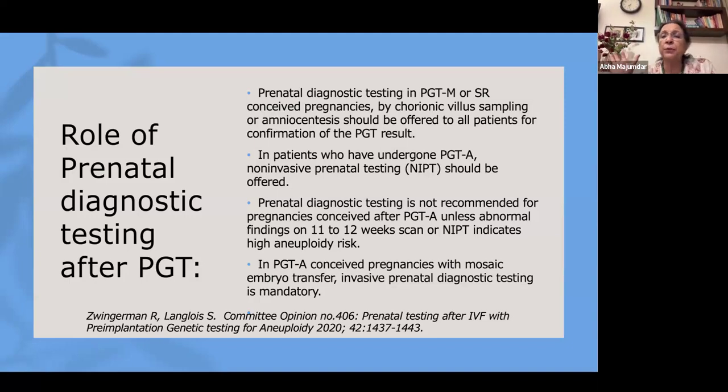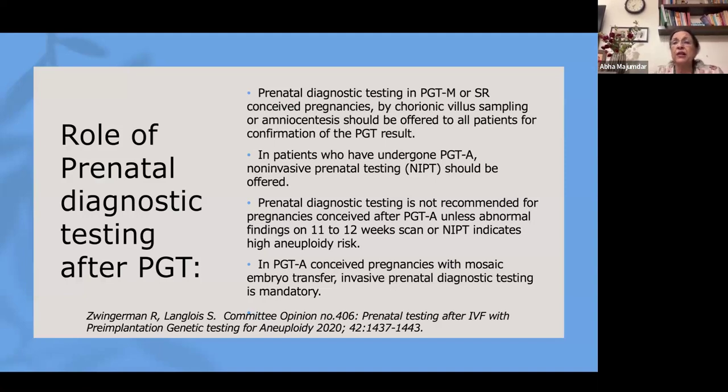In patients who have undergone PGTA, we don't need to do invasive prenatal testing. Just NIPT or a dual marker is good enough. Prenatal diagnostic testing is not recommended for pregnancies conceived after PGTA unless there are abnormal findings on the 11 to 12-week scan or NIPT indicates high aneuploidy risk. If NIPT indicates a high aneuploidy risk, or the NT-NB scan is poor, then you need to do a proper CVS or amniocentesis. And in PGTA conceived pregnancies with mosaic embryo transfer, invasive prenatal diagnostic testing is again mandatory.